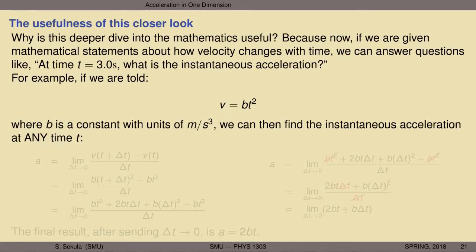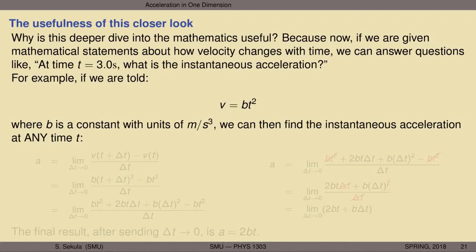B is just a constant, and it has units such that when it multiplies t squared, you get something with units of velocity. What are the units of velocity? The units of velocity are meters per second. So if we have time squared on the right-hand side, that means we have seconds squared in the numerator, and that means that b must have seconds cubed in the denominator to make those seconds squared cancel out and give us just meters per second at the end of this.